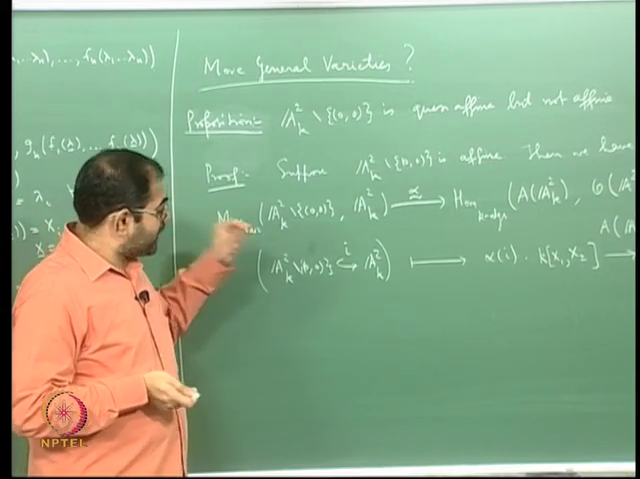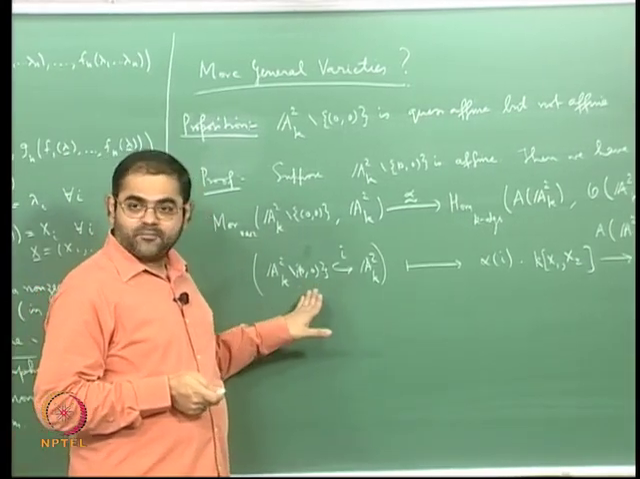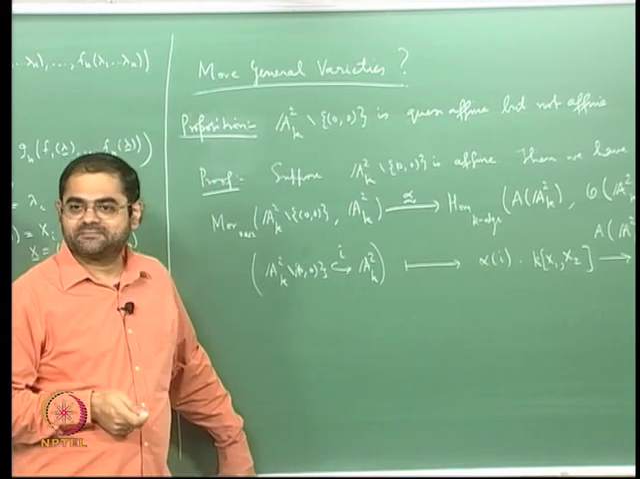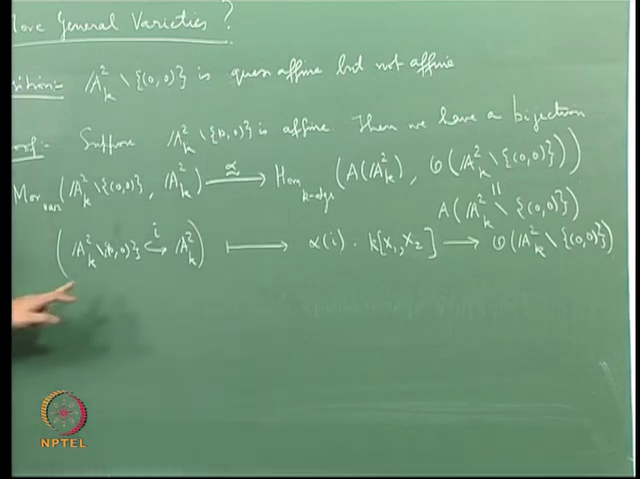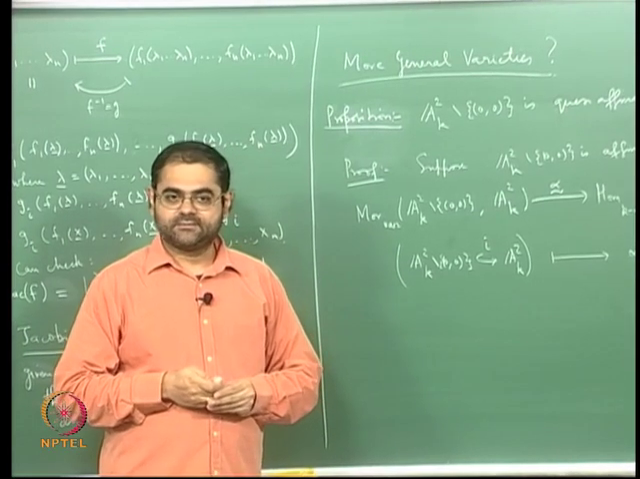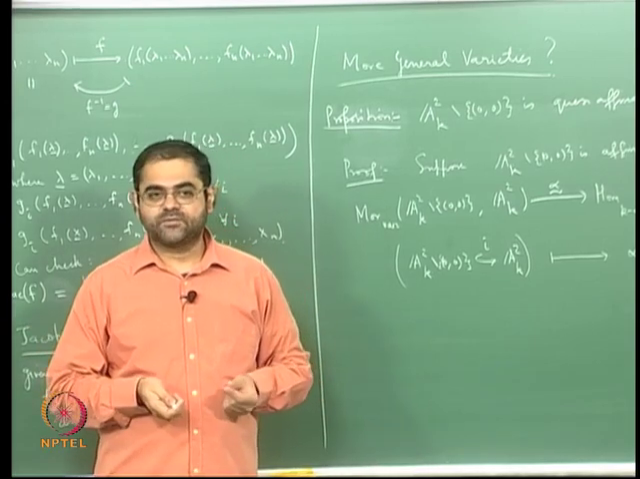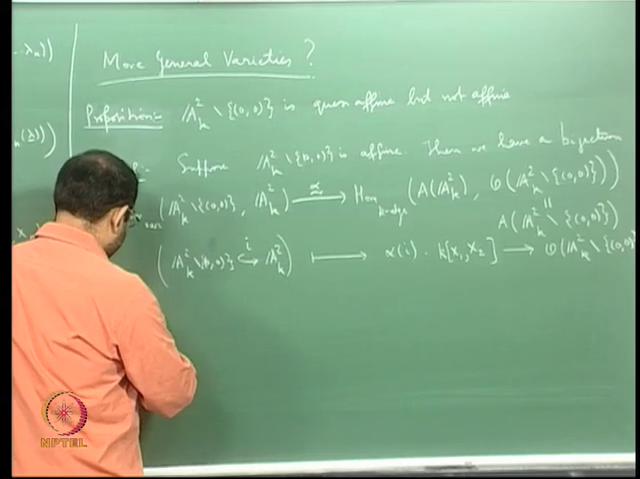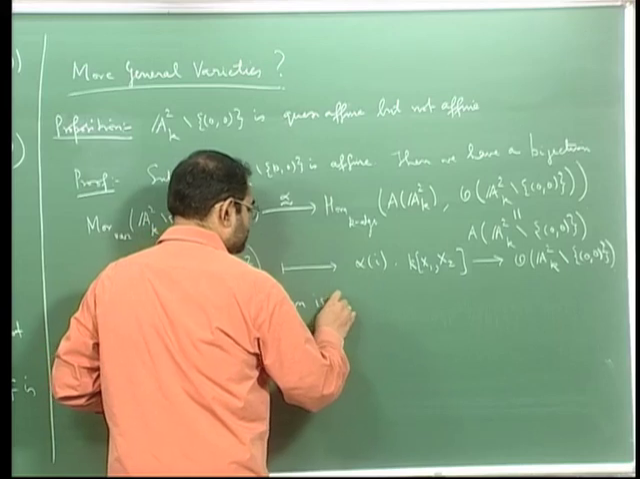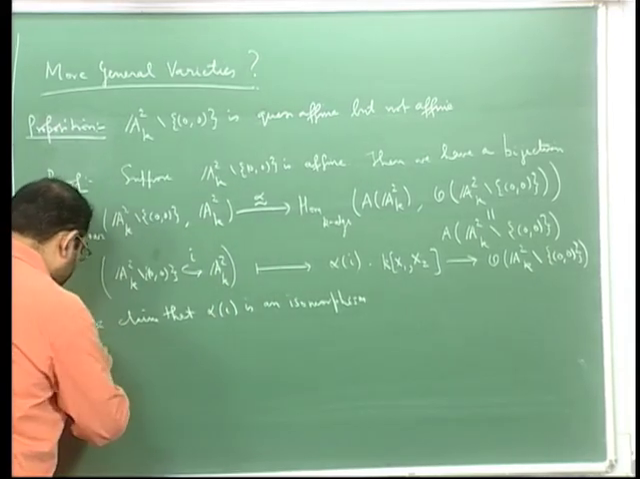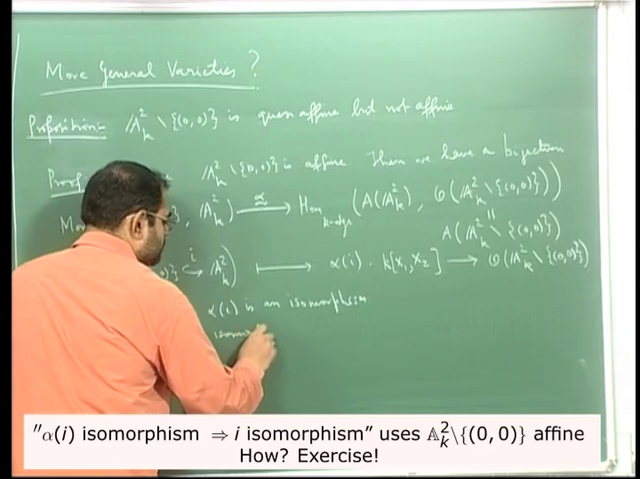Under this bijection, isomorphisms correspond to isomorphisms. What you can actually see is that alpha of I is an isomorphism. Therefore it will mean that I has to be an isomorphism, but I cannot be an isomorphism because it is not even surjective, since there is a point missing. That is how you will get the contradiction. This contradiction will prove that A2 minus a point cannot be identified with any closed subvariety of any affine space, so it is not affine. So we claim that alpha of I is an isomorphism. This would imply that I is an isomorphism, and that is a contradiction.